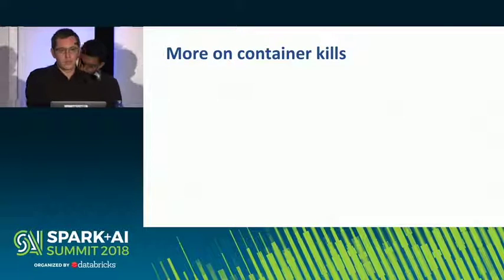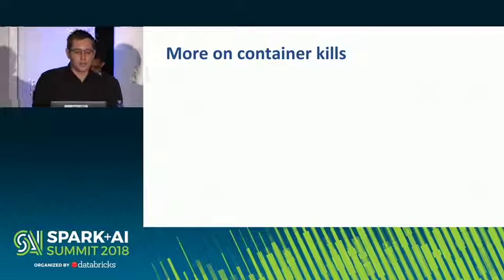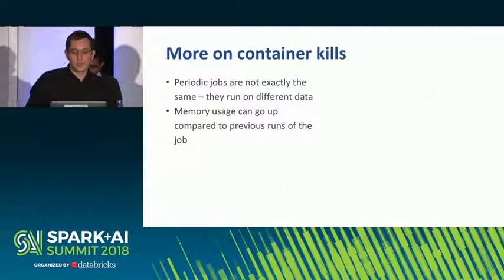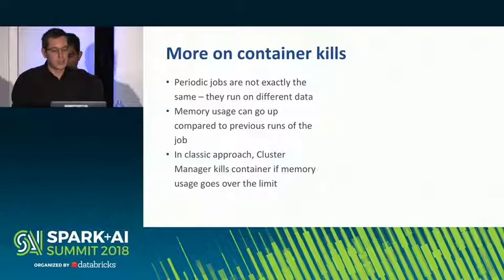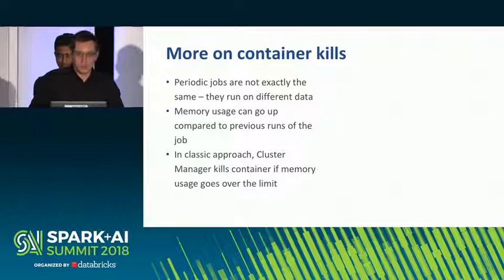So let me talk more about the container kills and how they actually happen. Periodic jobs are not exactly the same. The reason why it can actually happen, even though we have some predictions, is because they run on a different set of data. And so memory usage can go up compared to previous runs of the same job. In a classic approach, the cluster manager kills a container if memory usage goes over the limit. We could have some buffers, but still, if it goes beyond the limit that we actually request, it will still be killed.